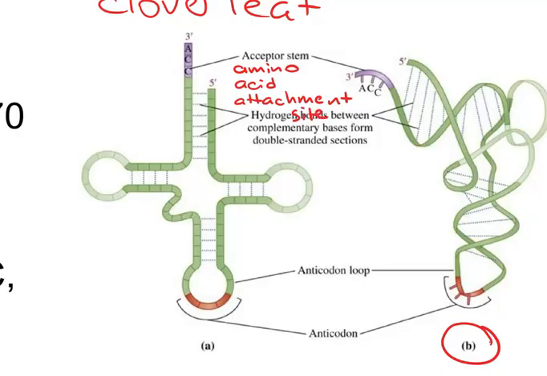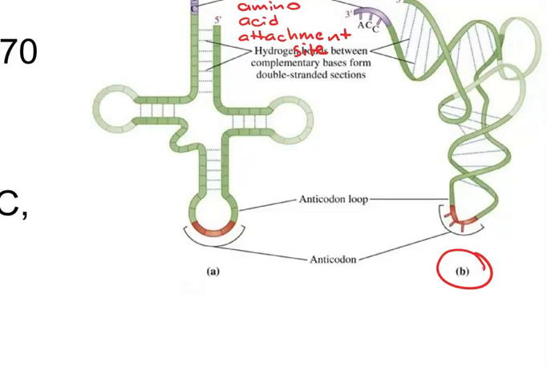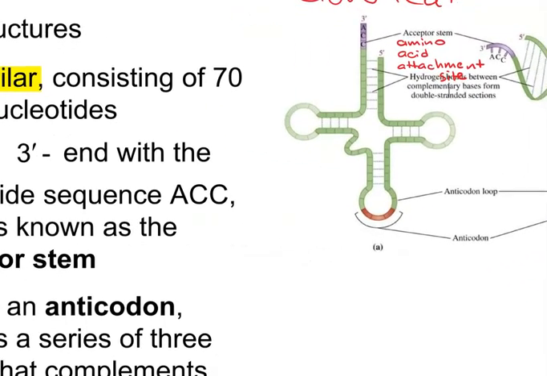Okay? The anticodon loop is the part of the tRNA that recognizes a codon. I will illustrate it in a few minutes. So this will be codon recognition.